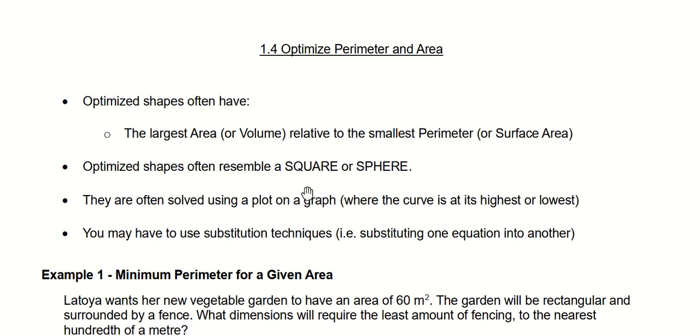In the homework you may not, but all you really have to know is that anything that resembles more of a sphere or a square is most likely the most optimized shape. And I want you to think of an example.